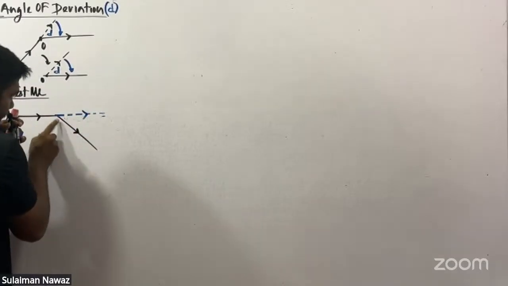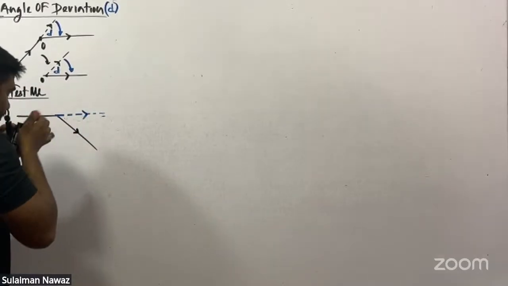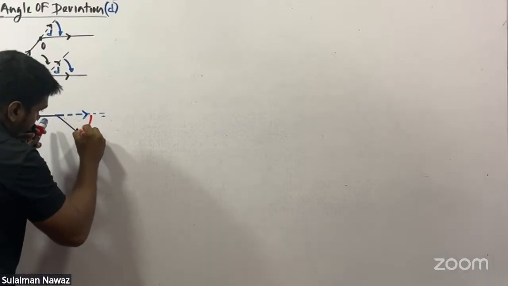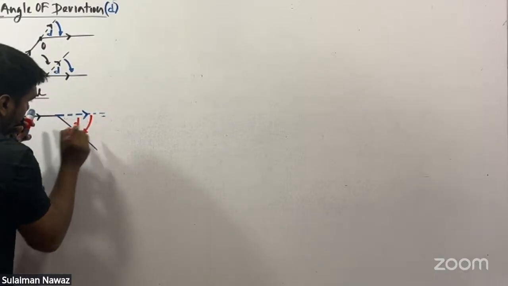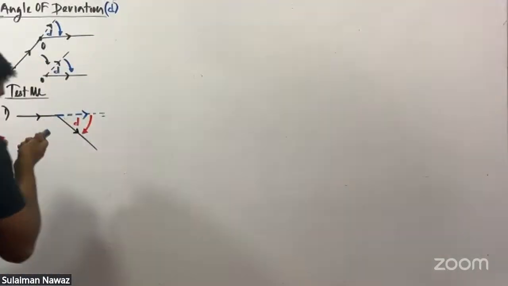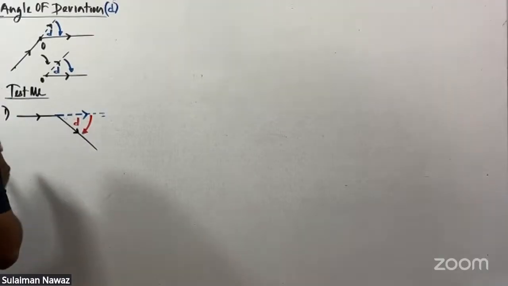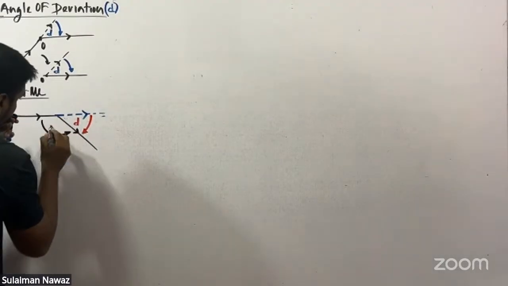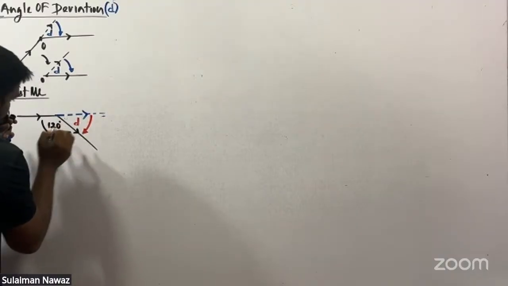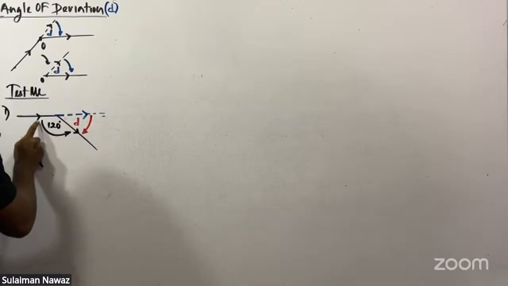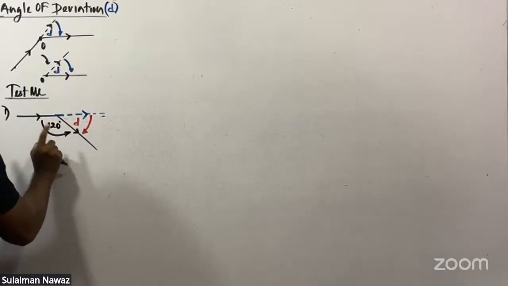Initial direction, now direction. If you can measure the angle between the initial direction of the light to the final direction of the light, that's going to be the angle of deviation, simple D. But here they have given this angle as 120. If this angle is 120, what can you say about 120 plus D? The angle in a straight line is going to be equal to 180 degrees. Then 120 plus simple D equals 180.